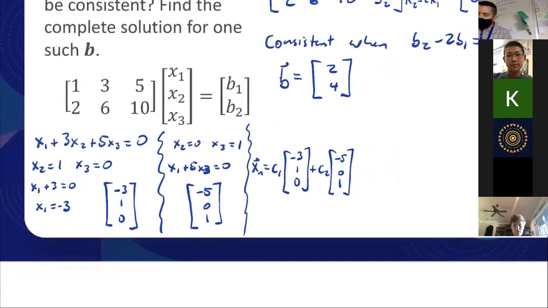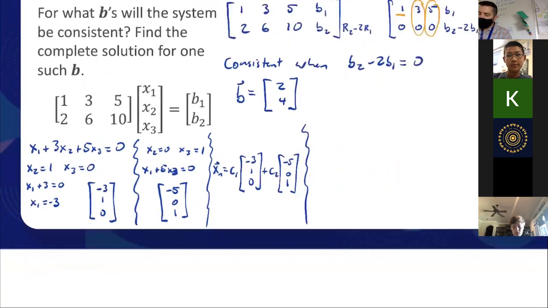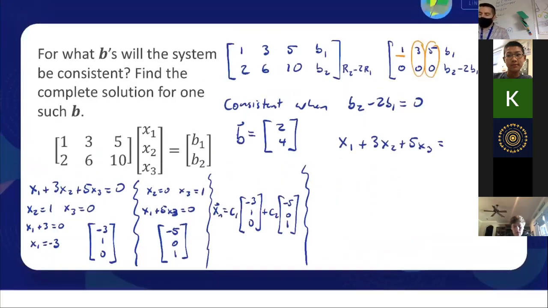Then I'm going to go and actually use the B's that I've got. So I have x1 plus 3x2 plus 5x3 equals B1. Make sure you look at what happened to your specific B's. So here I'm using B1, which is just 2. Then 0x1 plus 0x2 plus 0x3 should be B2 minus 2B1, which is 0, which is true, but again not a useful equation, so I don't really need to write it. But it does need to be true still. That second row needs to be true still.